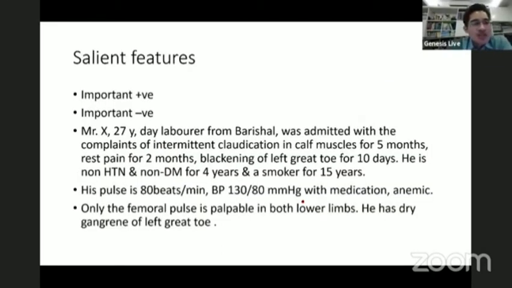Okay, after that we come to the salient feature. It may be something like that. Mr. X, 27 years, a day laborer from Barishal, was admitted with the complaints of intermittent claudication in the calf muscles for 5 months, rest pain in the same area for 2 months, and blackening of the left second toe for 10 days. Non-hypertensive, non-diabetic, and a smoker for 15 years. Very important, a smoker for 15 years.